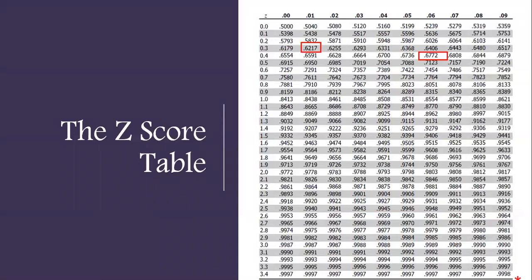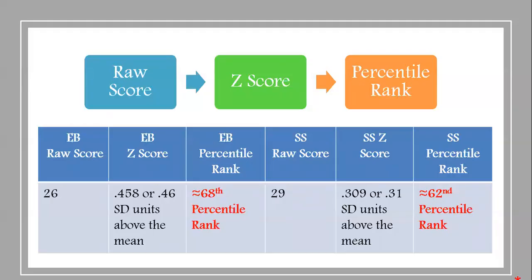I repeated these same steps for locating the percentile rank for emotional balance, which is pictured here. So for this client, their z-score for emotional balance falls at the 68th percentile rank. And their z-score for social support falls at the 62nd percentile rank.